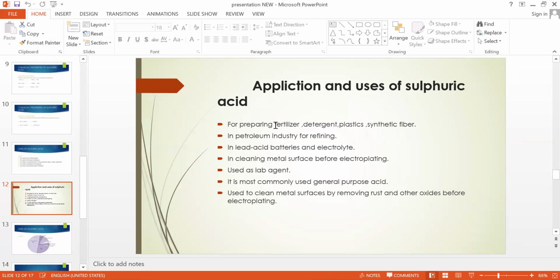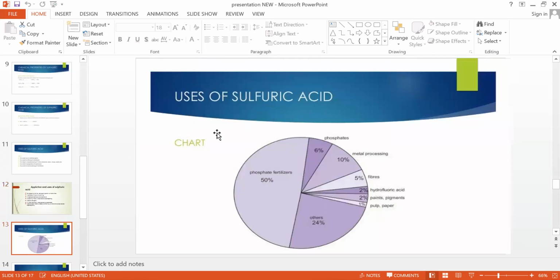For preparing fertilizers, detergent, plastics, synthetic fiber, in petroleum industry for refining, in lead acid batteries as electrolyte, in cleaning metal surface before electroplating, used as a lab agent. It is the most commonly used general purpose acid, used to clean metal surface by removing rust and other oxides before electroplating. And here is the chart, uses of sulfuric acid.